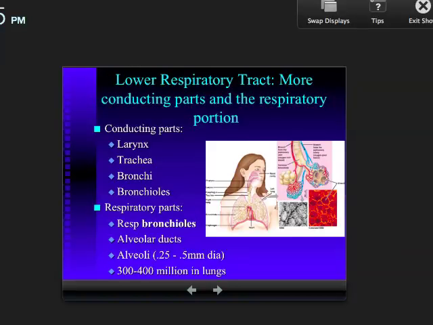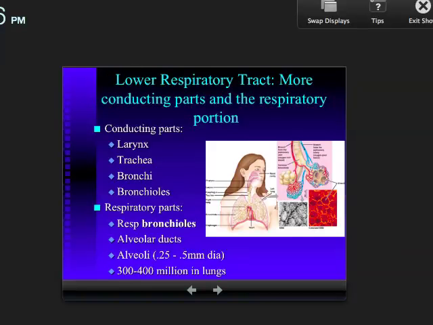The anatomical is upper and lower respiratory tract, right? And where's the boundary between the upper and lower? At the larynx, all right? Or you could say at the bottom of the pharynx, at the bottom of the laryngopharynx. Above that is the upper respiratory tract. Below that is the lower respiratory tract. That's an anatomical subdivision. If we want to subdivide it functionally, we have two parts, the conducting portion and the respiratory portion.